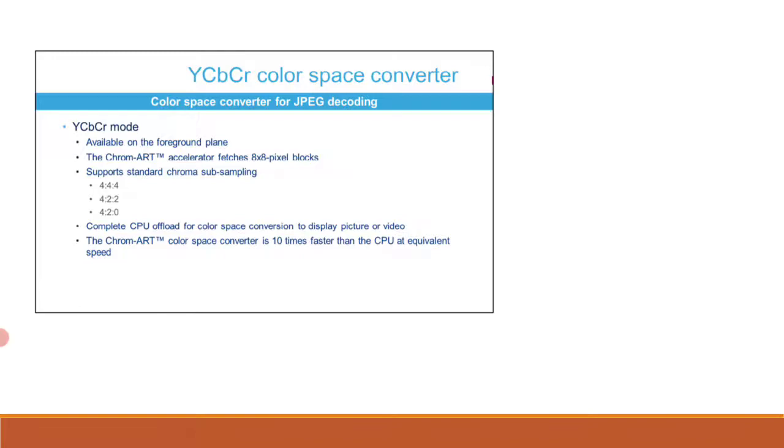All standard YCbCr chroma subsampling formats are supported, from 4:4:4 down to 4:2:0. You can see here. This new feature offloads the CPU from this costly operation and makes it 10 times faster.